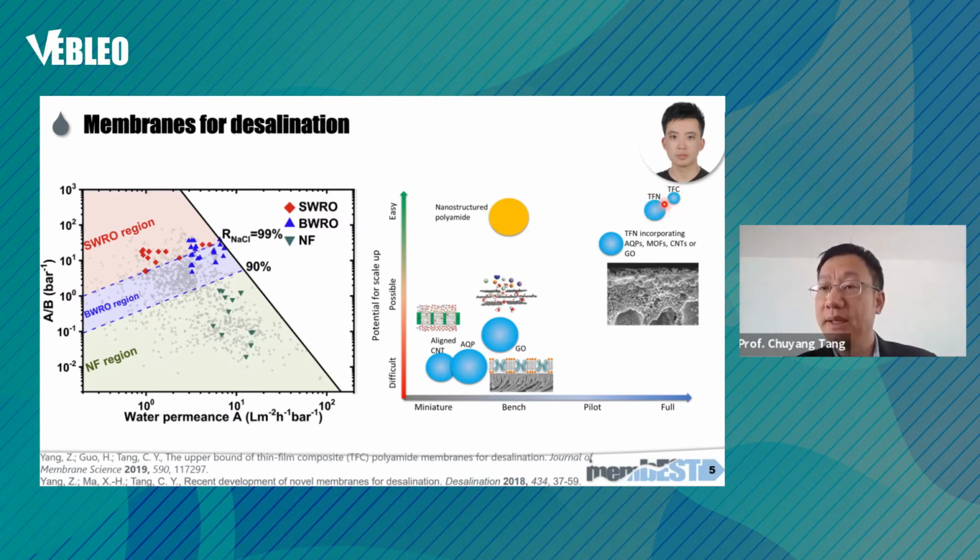On the other hand, these are some of the conventional existing membranes, already commercialized. Now these membranes, their performance is limited, but their scale of production, they can be easily scaled up, they can easily produce at large scale.